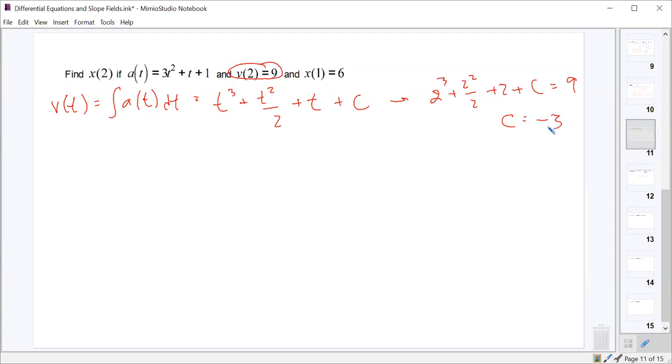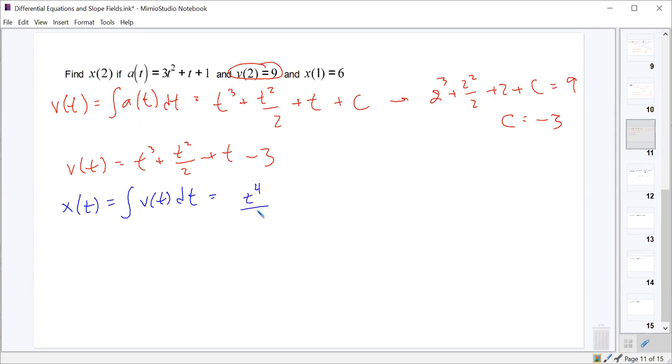-3. All right, so we've now got v of t is t cubed plus t squared over 2 plus t minus 3. And now we want to find our position function. So x of t will be the integral of v of t dt. And that integral ought to be t to the 4th over 4, and then plus t to the 3rd over 6, and plus t to the 2nd over 2 minus 3t plus some other constant.